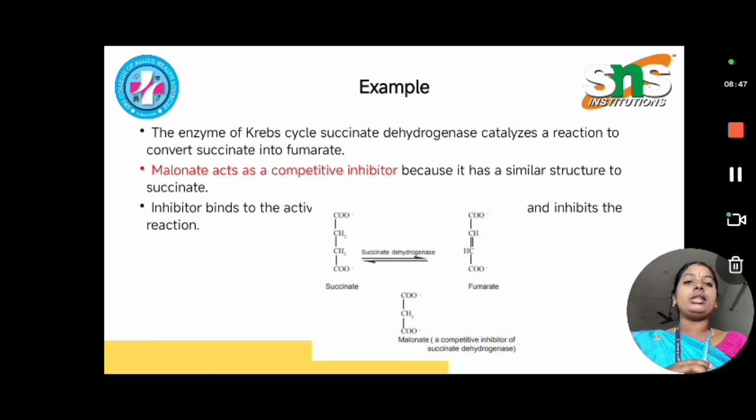The Krebs cycle enzyme succinate dehydrogenase catalyzes the reaction converting succinate into fumarate. Succinate is converted into fumarate with the help of succinate dehydrogenase. In this competitive inhibition, the malonate compound acts as the inhibitor because it has a similar structure to succinate. The inhibitor binds to the active site of the enzyme and inhibits the reaction.